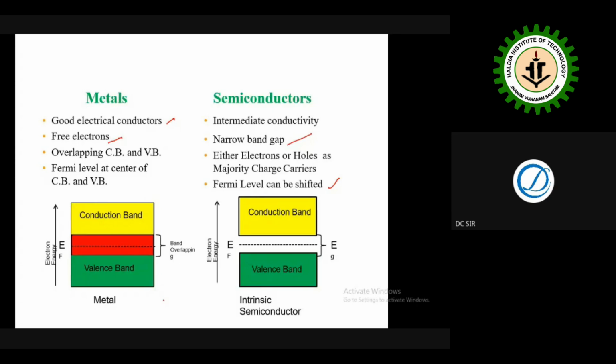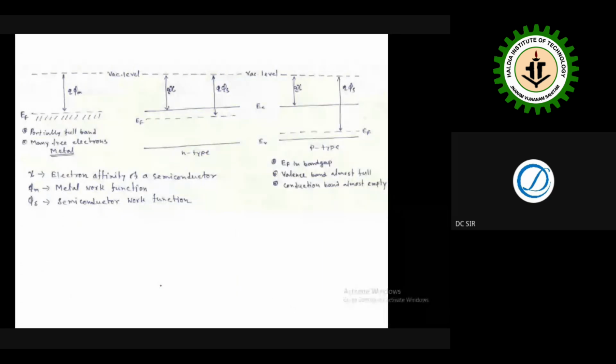Depending on this concept, we draw the energy band diagram for metal and semiconductor. This is the metal, where there is the Fermi energy level, and above the Fermi energy level, q phi m, is the vacuum level. There is a partially full band and many free electrons in the case of metal. In the case of semiconductor, there are two types, N type and P type.